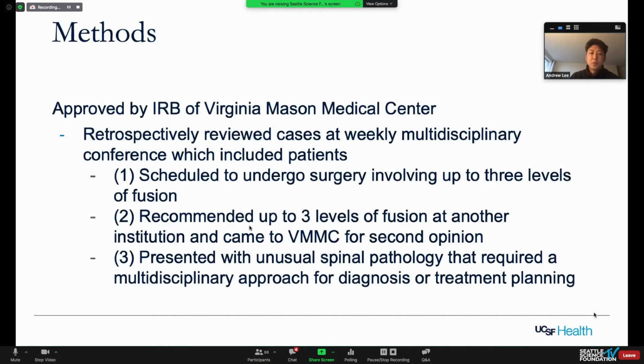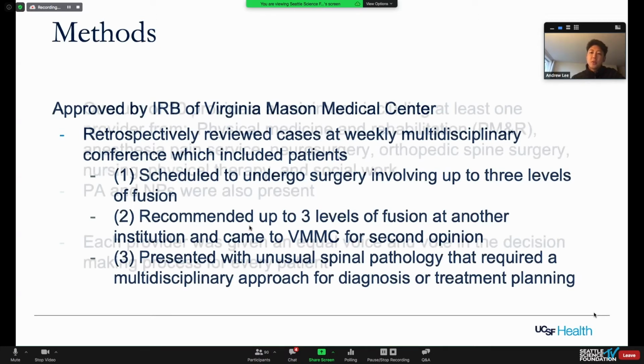This study, of course, was approved by an IRB, where it retrospectively reviewed cases at a weekly multidisciplinary conference, which included patients who had 3 criteria. 1, was scheduled to undergo surgery involving up to 3 levels of fusion, or recommended up to 3 levels of fusion at another institution, came to the MMC for a second opinion, and 3rd, presented with unusual spinal pathology that required a multidisciplinary approach for diagnosis or treatment planning.